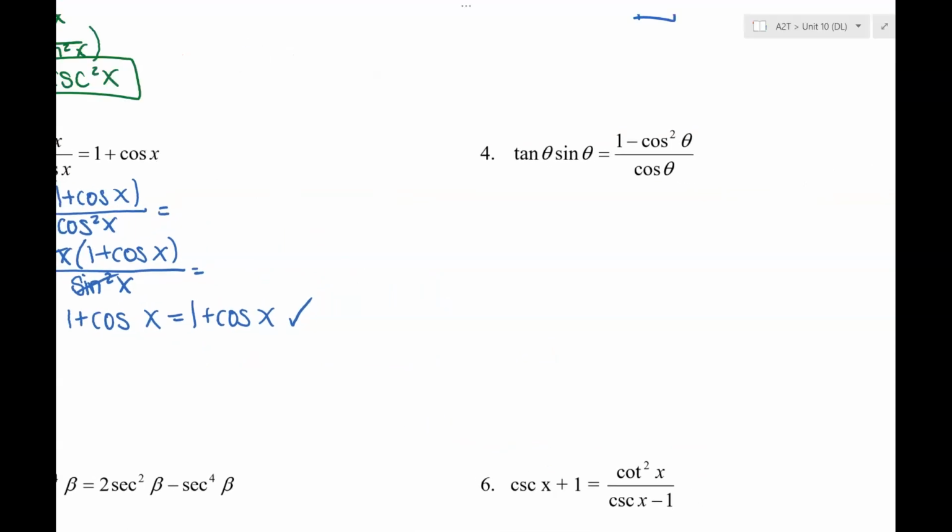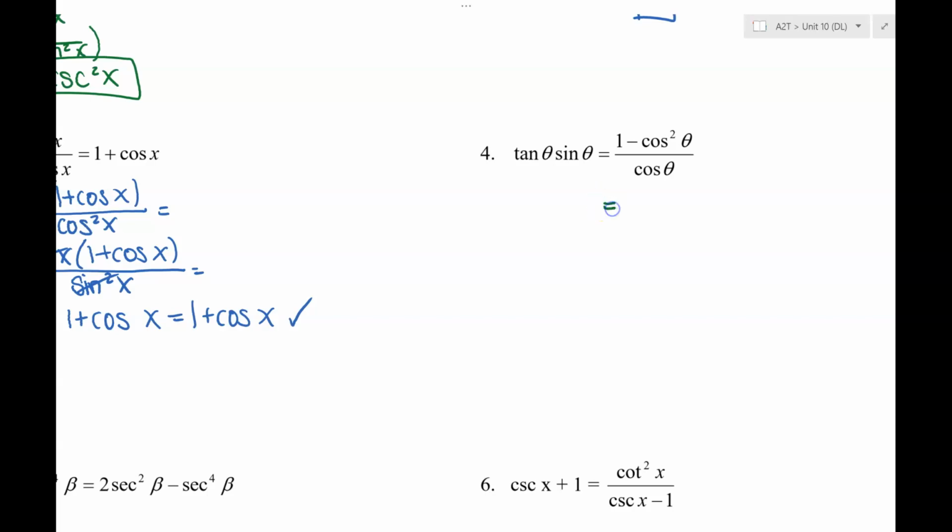All right, take a look at number 4. Again, the reason I'm doing these with you is because they all have some sort of a different approach. So it's good for us to practice, yeah? Tangent theta times sine theta is equal to 1 minus cosine squared theta over cosine of theta. I'm going to work with the right for a change. It really wouldn't matter which one you guys did, left or right in here, okay?